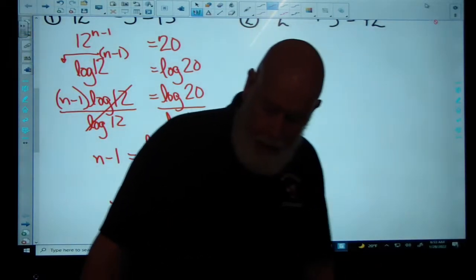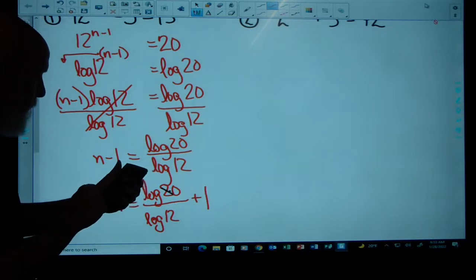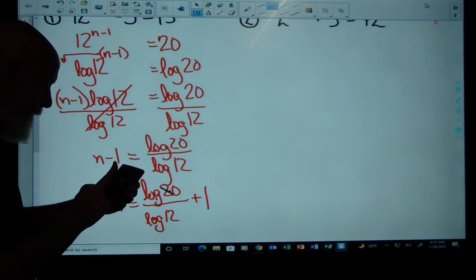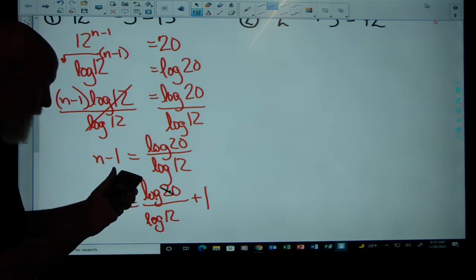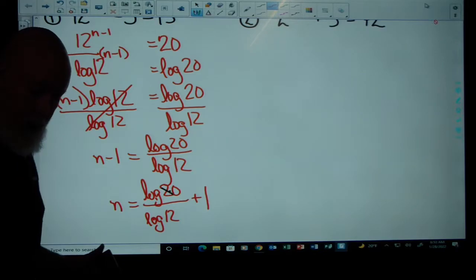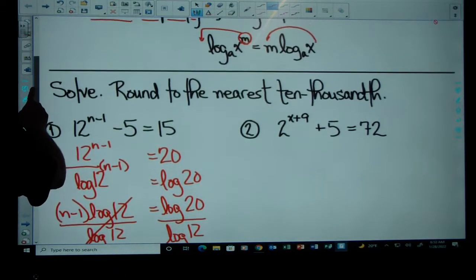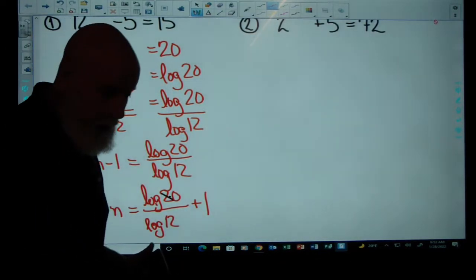Here we go. Where's my calculator? I'm hitting log 20 divided by log 12 equals, and then I add 1 plus 1 equals, and I want to round that to the nearest 10,000th. I believe that's what the instructions said. Let's take a look here. Yep, so that's the 4th decimal place. And that will give me whatever it gives me.